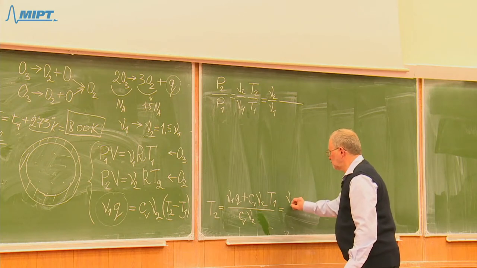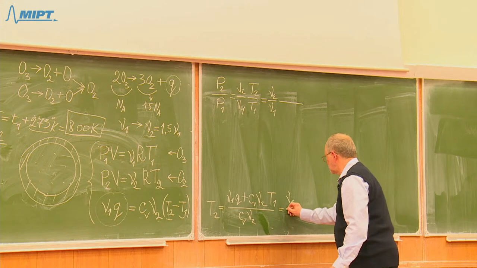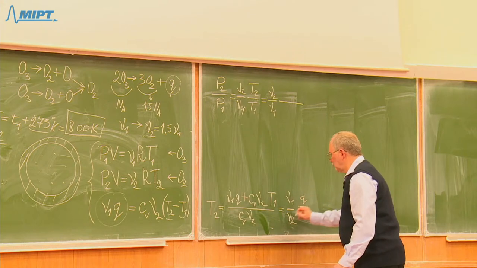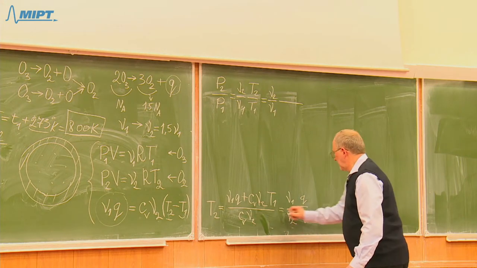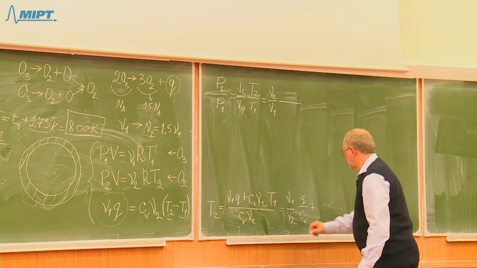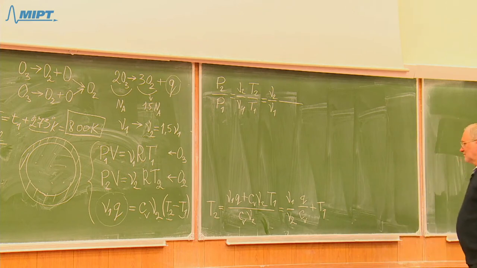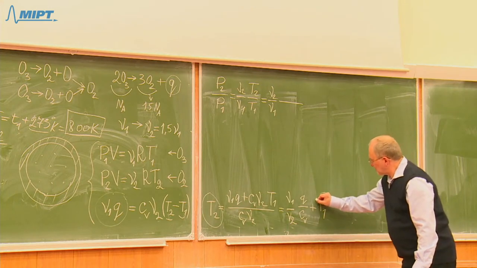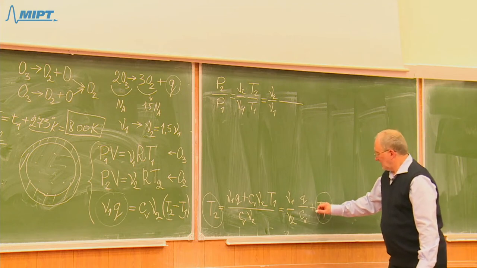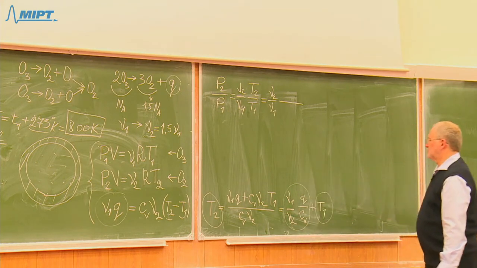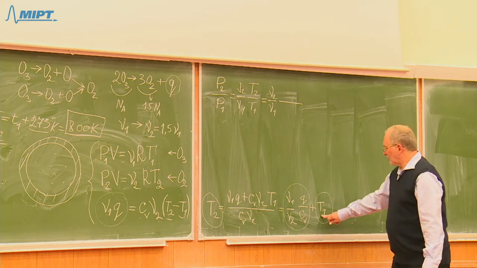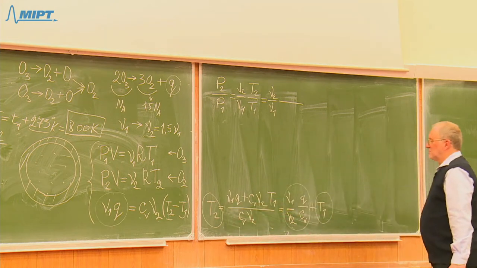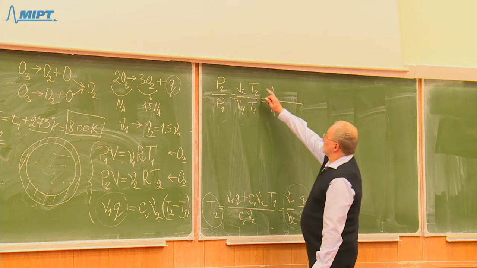And that will be nu1 divided by nu2, that is here, Q divided by Cv. And plus, that will cancel, and plus T1. That is, we found that the final temperature of oxygen will be larger than the initial temperature of ozone. And it will be larger by this amount, which is given by the first term here. So the initial temperature of ozone should be added some quantity in order to find the final temperature in this vessel. So we have found T2.